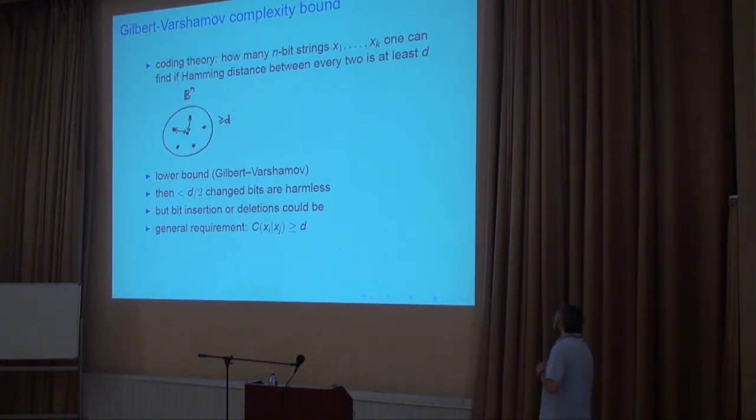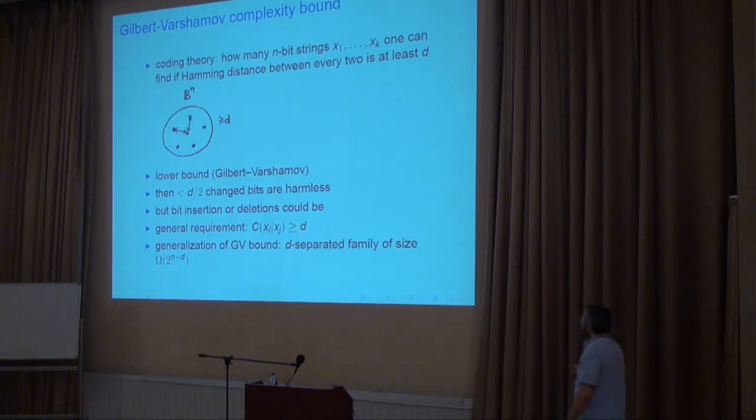And now we can ask how many strings we can find with this property. And the answer is actually even easier, more natural than it technically looks: we can find 2 to the n minus d strings which are d-separated in this sense. And if you try to get the Gilbert-Warshamov bound from this, you get exactly the same expression up to a constant. So you can think of it as a trivial generalization of the Gilbert-Warshamov bound for other types of distortion during the transmission.